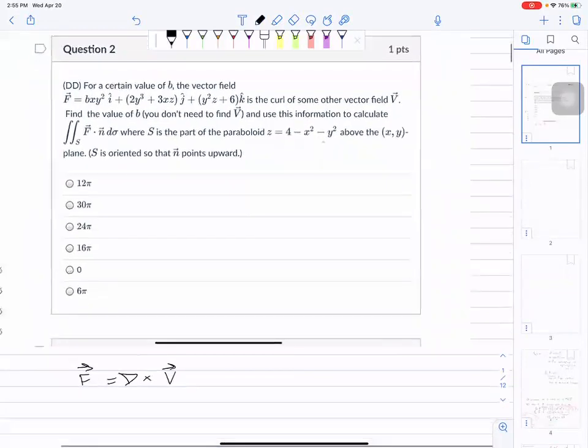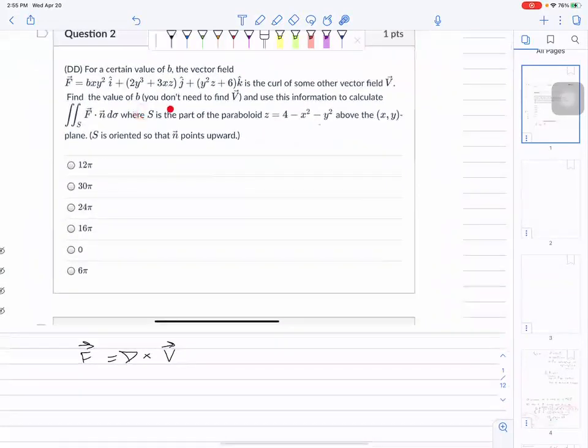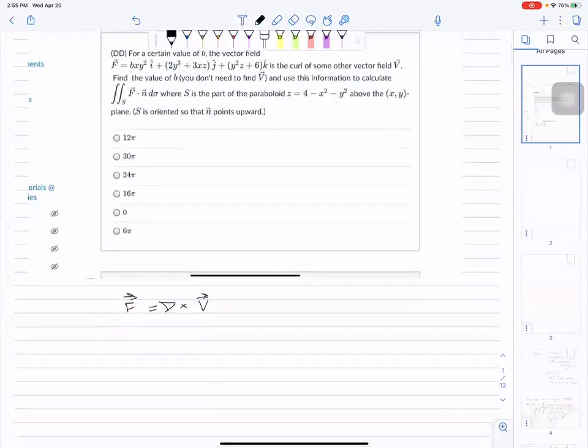They tell us that S, our region, what we're looking at, is some paraboloid above the XY plane. So the shape that we're looking at right now is just the parabola itself, just the top part. They don't say anything about it being closed, so this tells you that we have an unclosed shape. You just have the top part of your paraboloid.